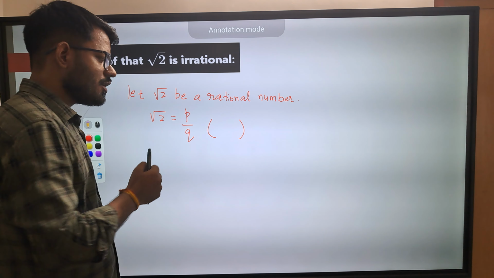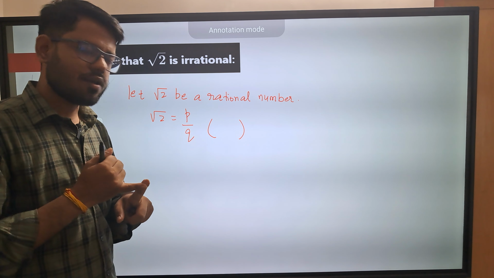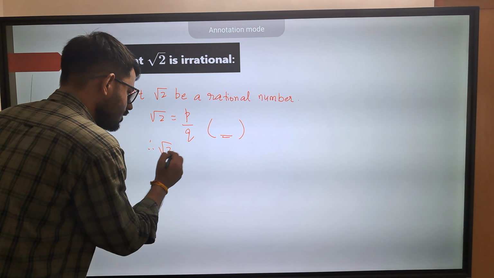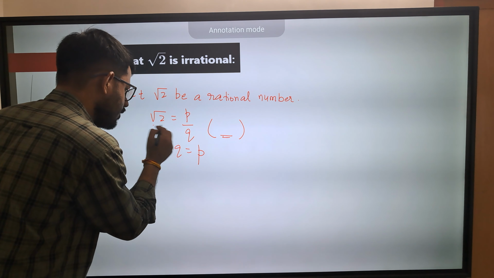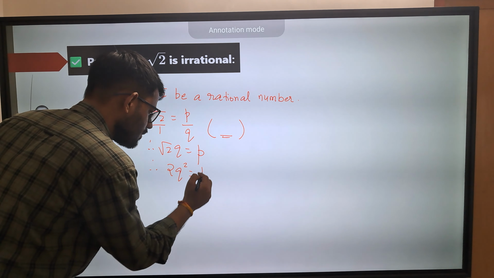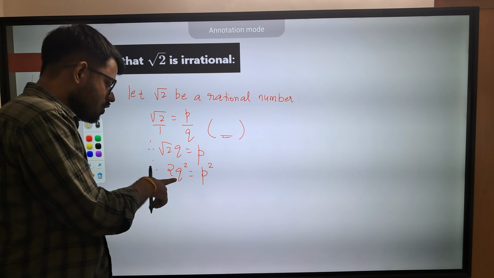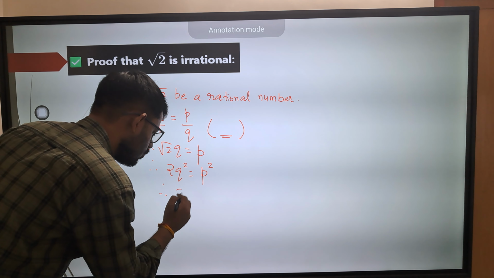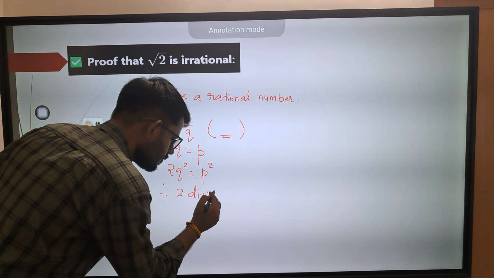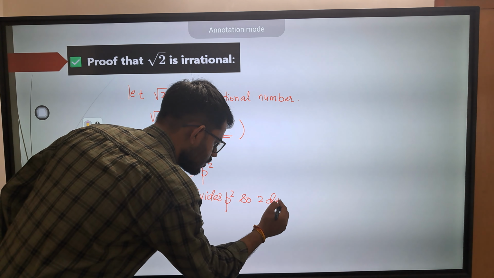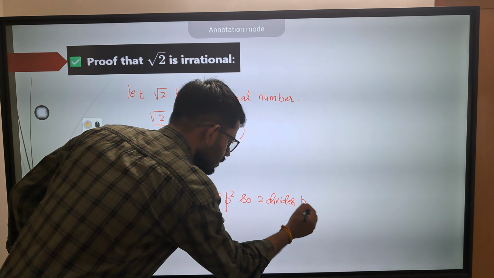What is the meaning of co-prime integers? Whose common factor is 1. You need to write this here. Now doing cross multiplication, we will get this. After squaring both sides, 2q square is equal to p square. Now you can see if q square is divisible by 2, then p square will also be divisible by 2. So we can write 2 divides p square. So 2 divides p also. This is a theorem.